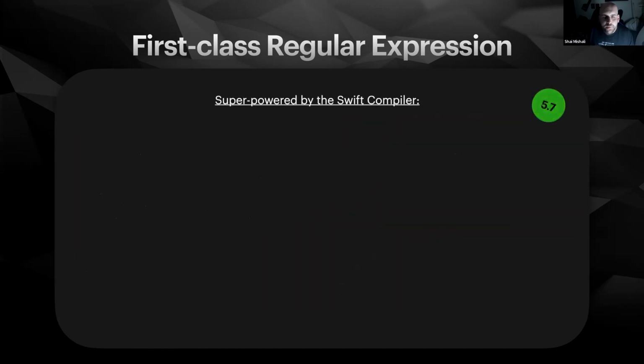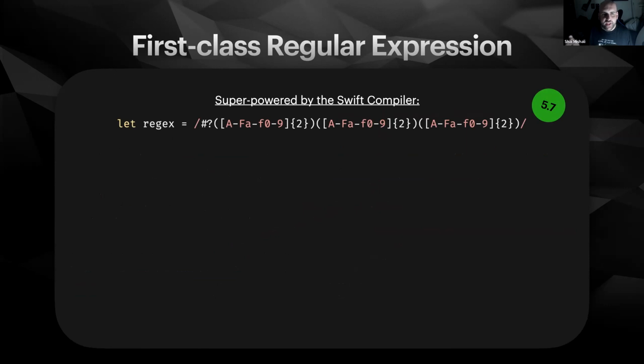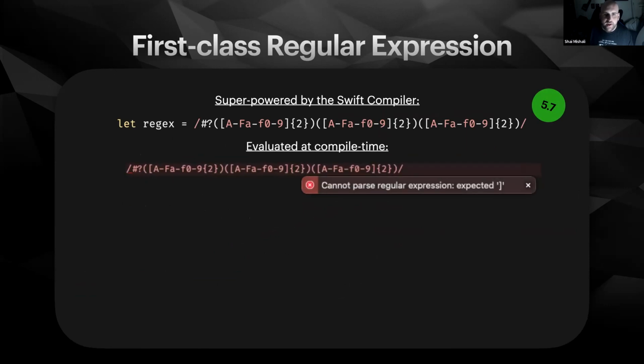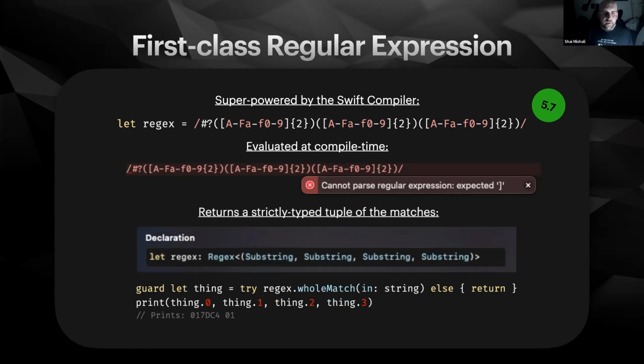So now we have a super powered regex machine inside Swift itself, powered by the compiler. So this isn't a string anymore. It is an actual Swift expression validated by the compiler. If we have a typo inside our regex, the compiler will let us know there is an issue and that's not a valid regex anymore, which is super nice.